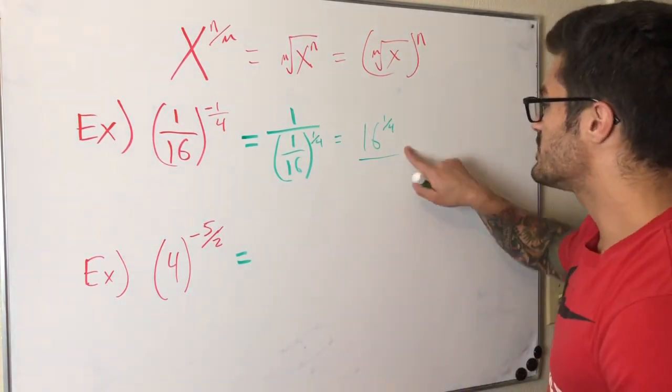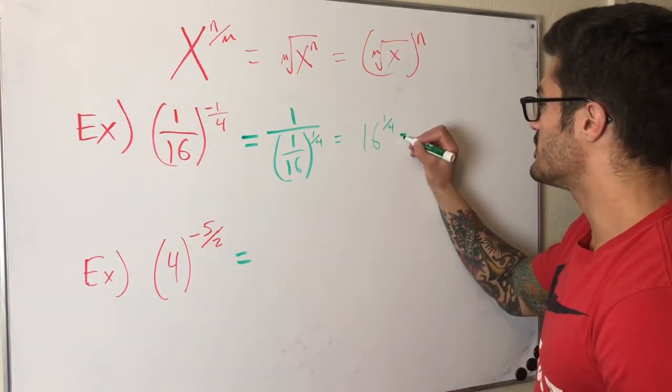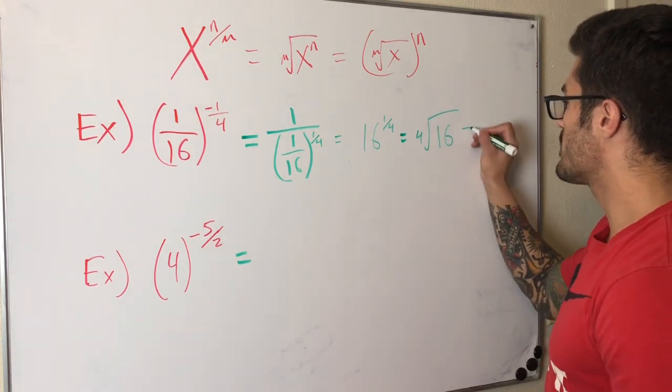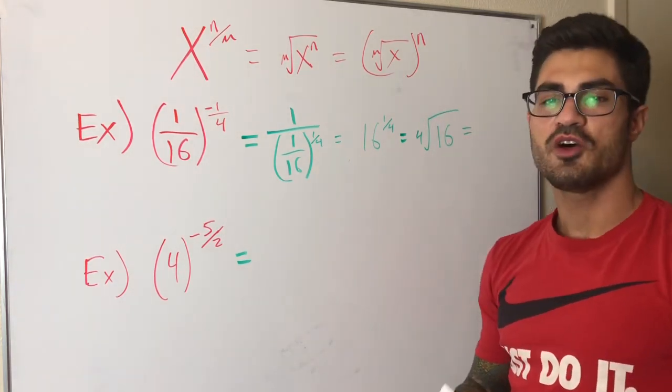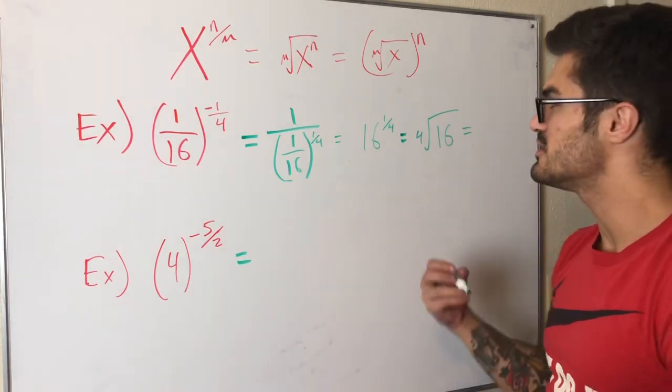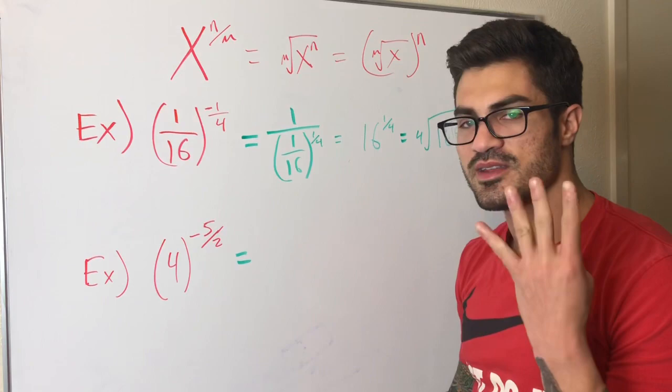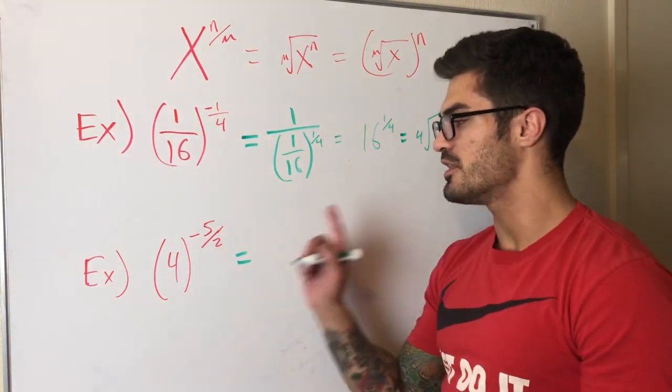So 16 to the 1/4 power is just the 4th root of 16. So what do I multiply by itself 4 times to get 16? 2, right? 2, 4, 8, 16. Boom.